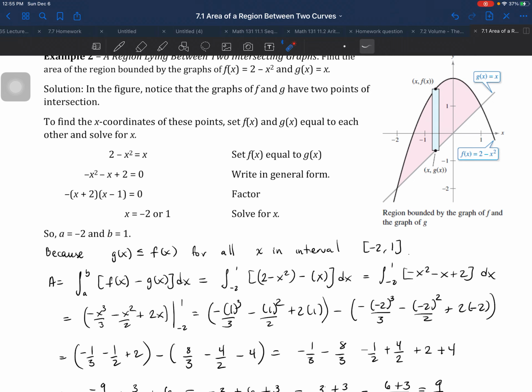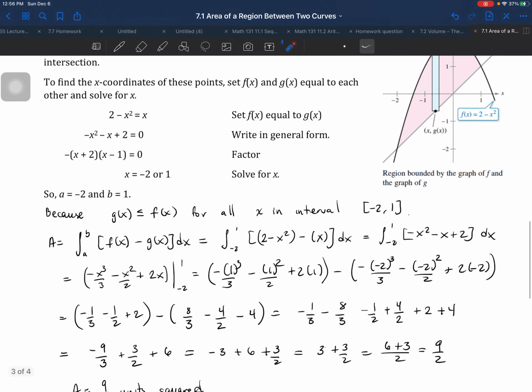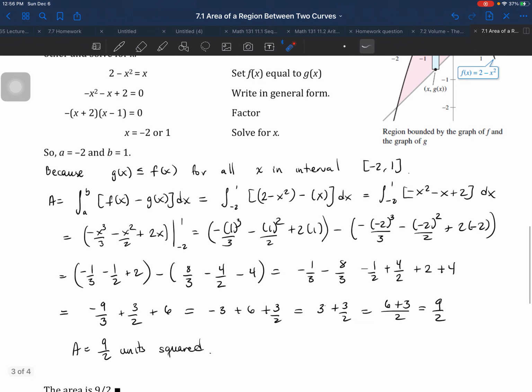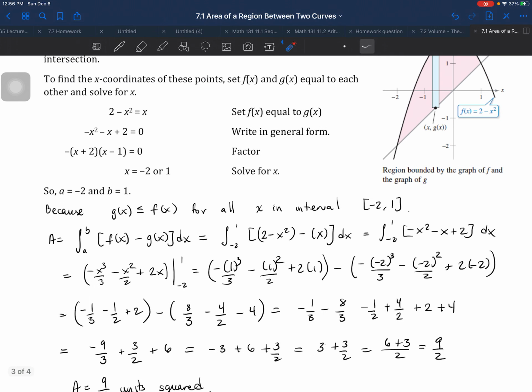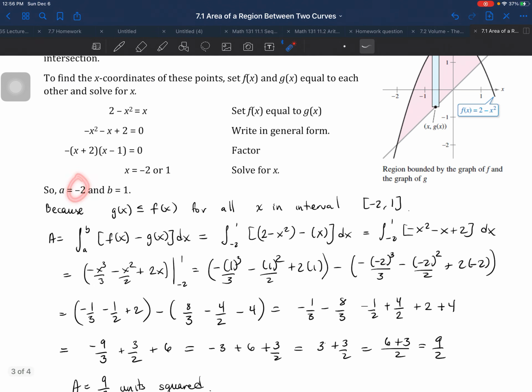What we're going to do, we're going to move everything, we're going to subtract x on both sides. That's how we got this. We can factor a -1 first, and then we're going to factor this out, and that gives us this, right? And then we can solve for each of the factors, and that gives us x equals -2, x equals 1. So those are your A and B's, right? Those are your A and B's. A is always the smallest one, B is always the biggest one, right?